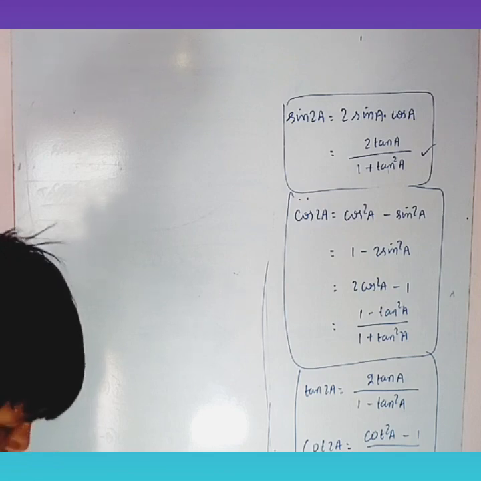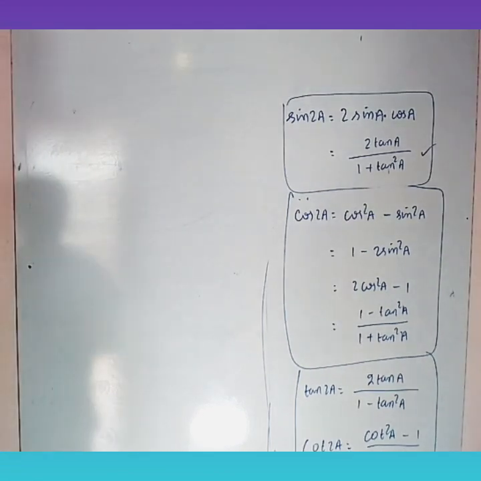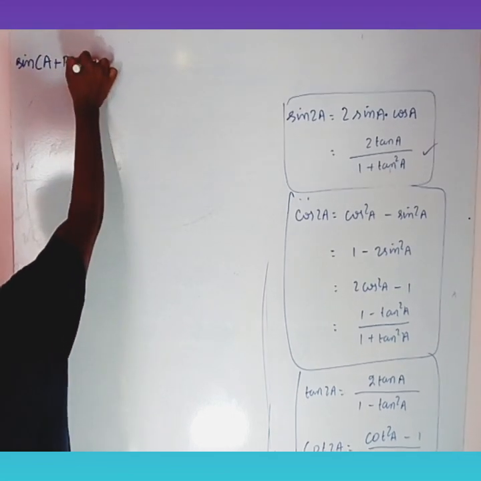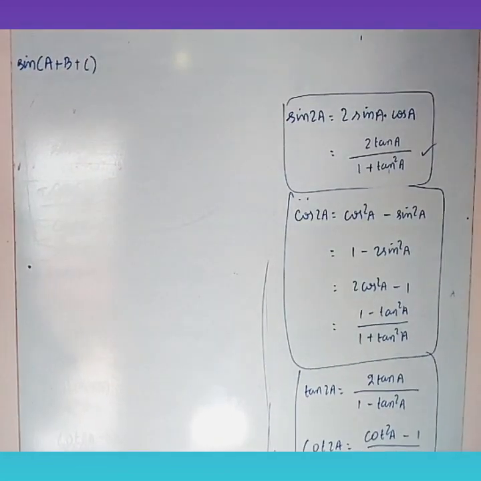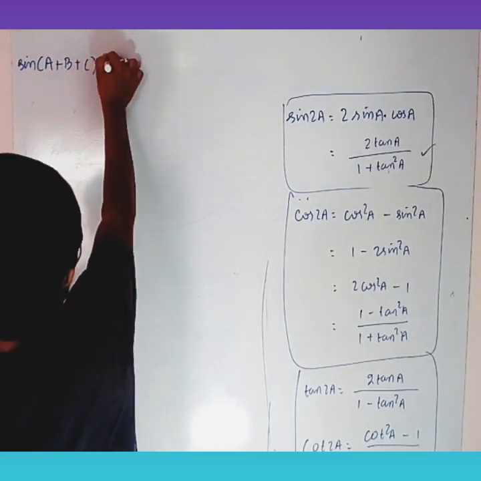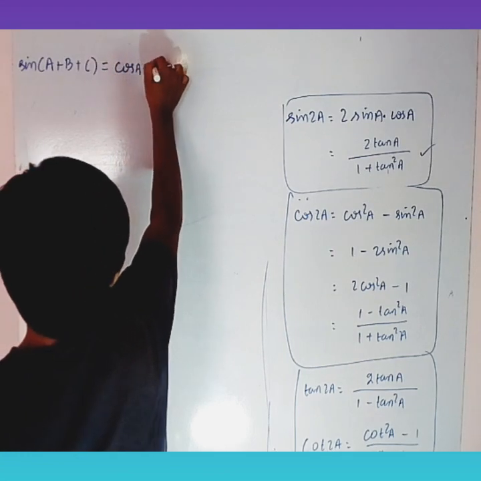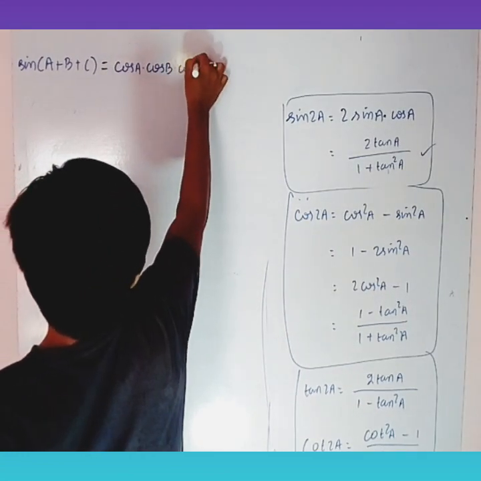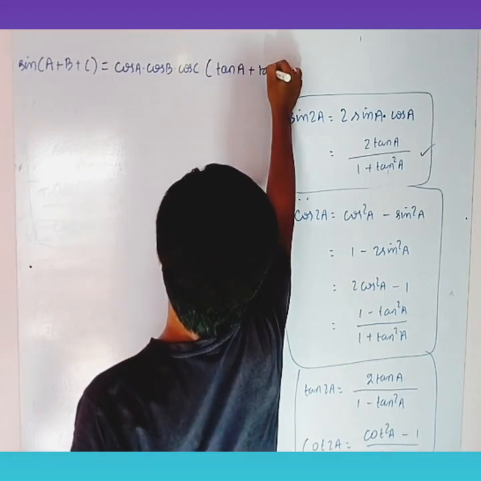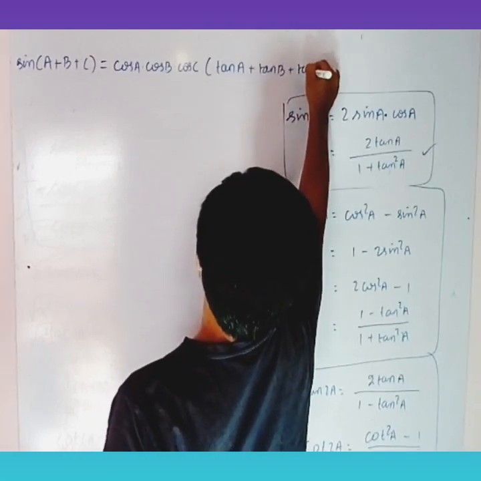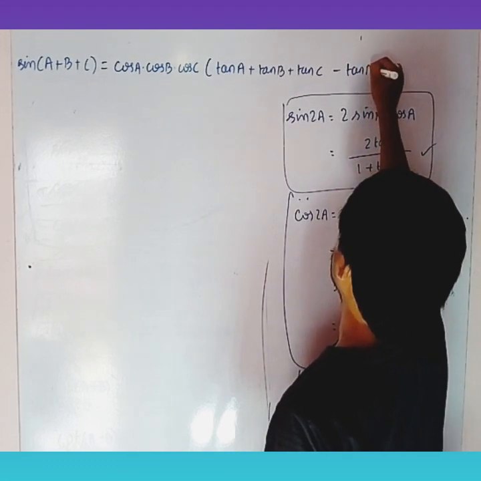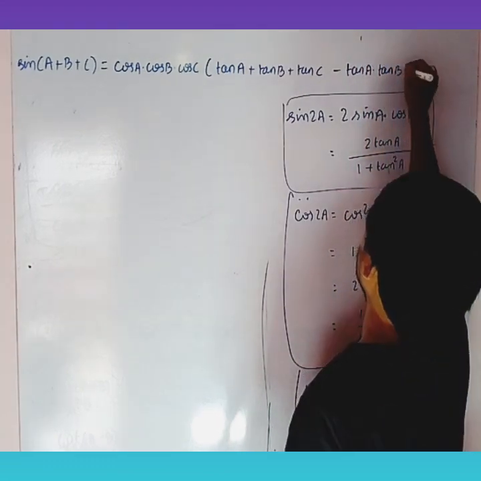Another set of trigonometric functions of compound angles: sin of A plus B plus C, which is equal to cos A into cos B into cos C into tan A plus tan B plus tan C minus tan A into tan B into tan C.